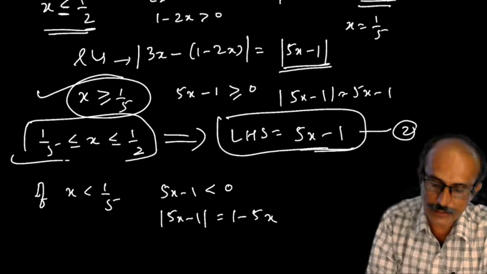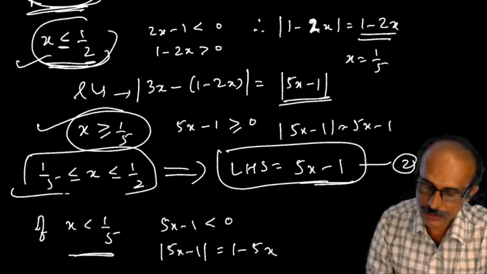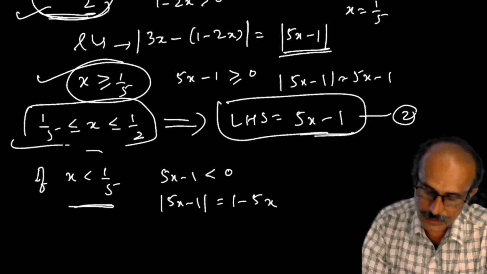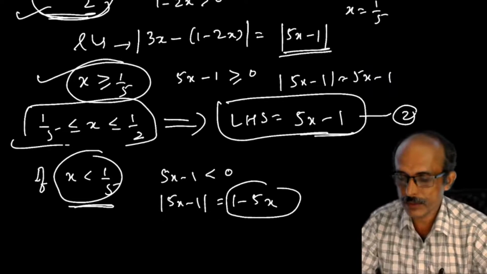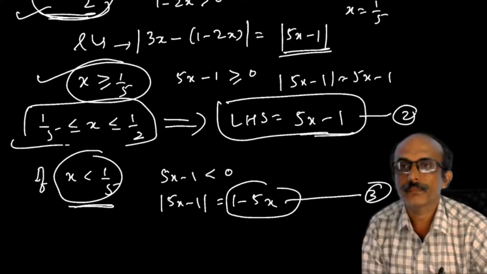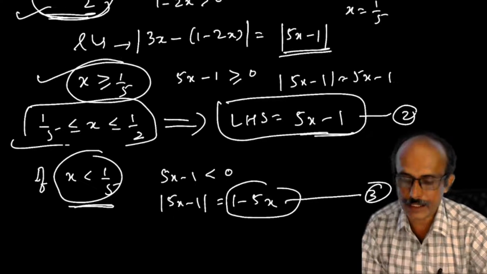Already we understand that x is less than or equal to 1 by 2, because whenever x is less than 1 by 5, that's also true. So, in the range, here we are getting 1 minus 5x. So, that is the third part. So, we get 3 parts now for the function of LHS.